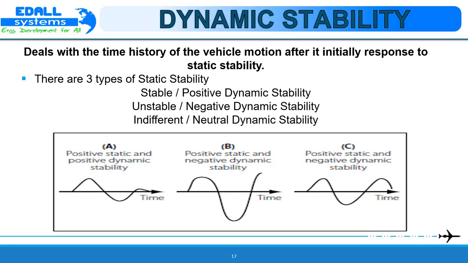Dynamic stability is how an airplane responds over time to a disturbance. It's probably no surprise that there are three kinds of dynamic stability as well. Stable or positive dynamic stability, unstable or negative dynamic stability, and indifferent or neutral dynamic stability. Let us look at an example.